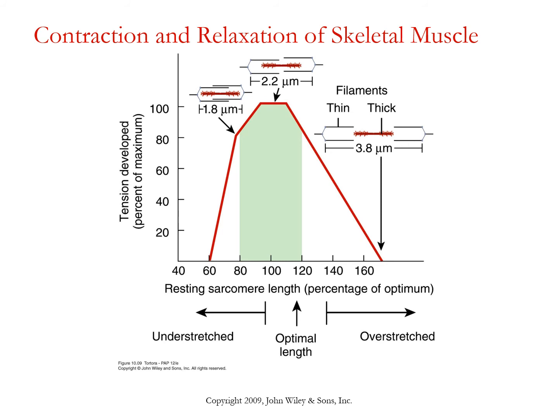On the opposite side of the scale, or at the right of the graph, we have an overstretched muscle fiber where the thick and thin filaments are minimally or maybe not even overlapping. This leaves little opportunity for the myosin heads to grab onto the actin and form cross bridges. Therefore, the tension drops significantly.